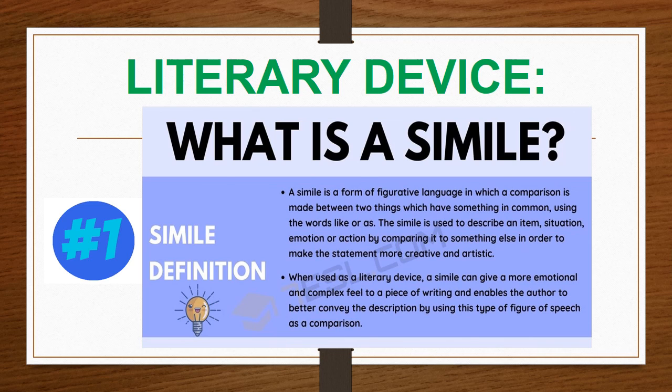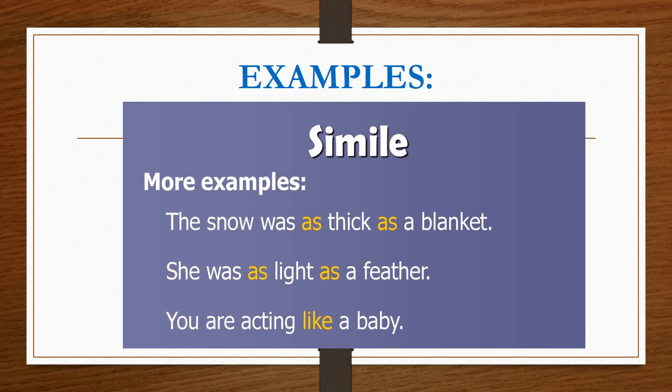Examples: The snow was as thick as a blanket. She was as light as a feather. You are acting like a baby. From these examples, what are the two objects being compared?